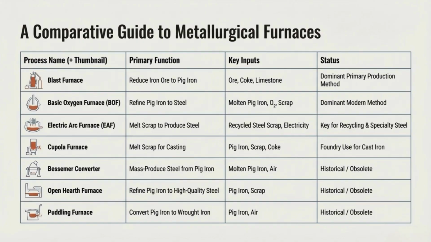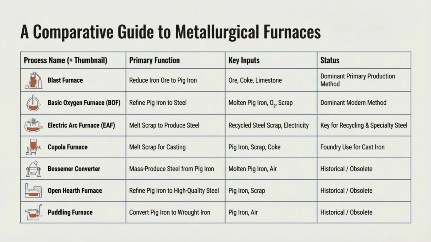The electric arc furnace, EAF. This is the champion of the circular economy. It skips the iron ore entirely and uses high-voltage electricity to melt down recycled scrap. It is the go-to method for specialty steels and sustainable recycling.